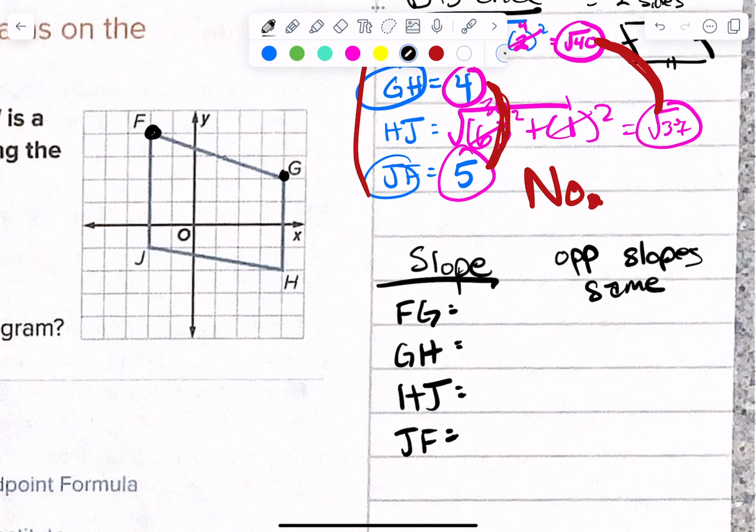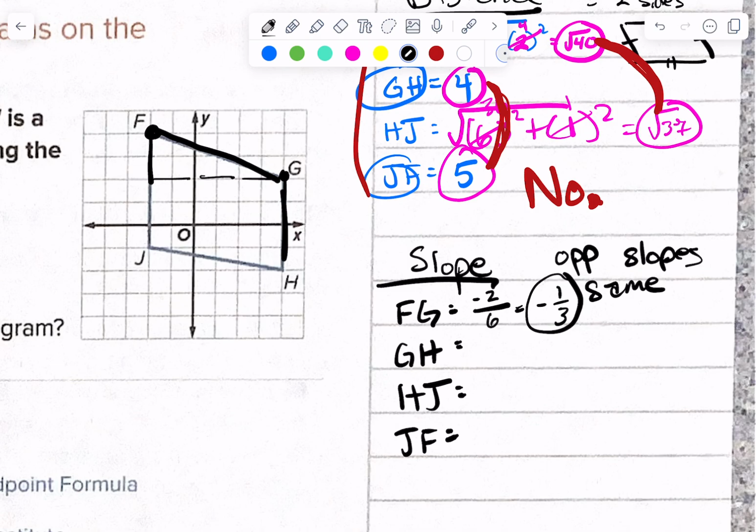FG, going from F to G. How do I find the slope of that thing? Rise over run. How much is he rising? 2. He's negative 2, right? He's going down 2 and over 2, 4, 6. Down 2 and over 6. So he has a slope of negative 1/3. Yeah?